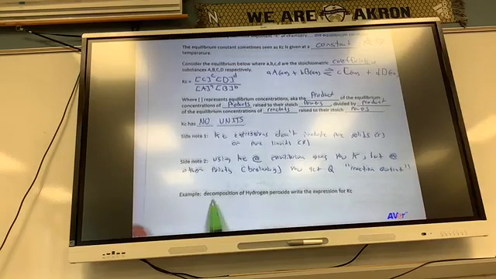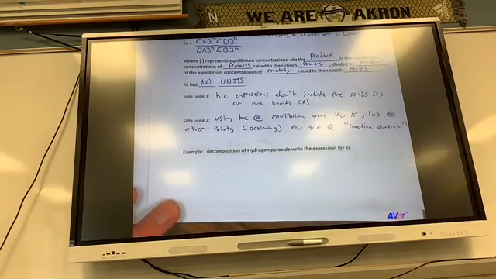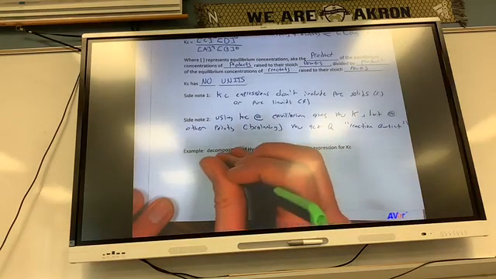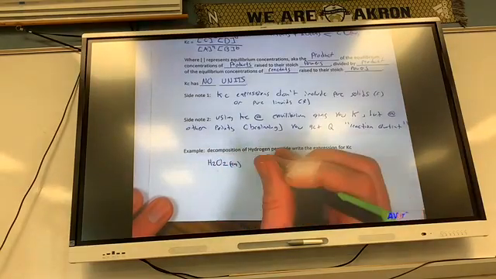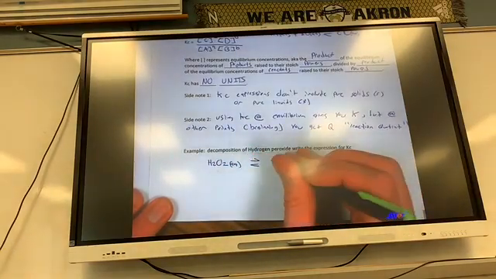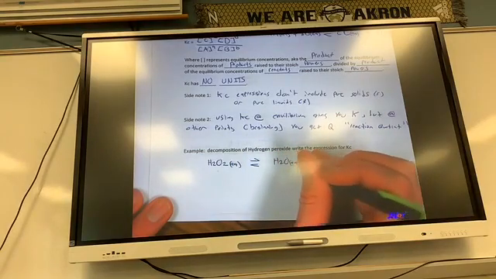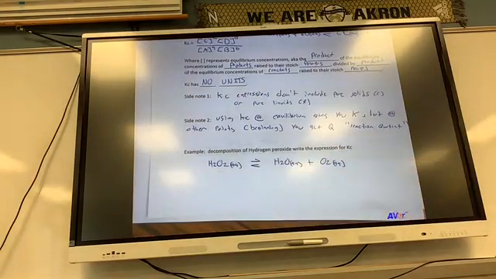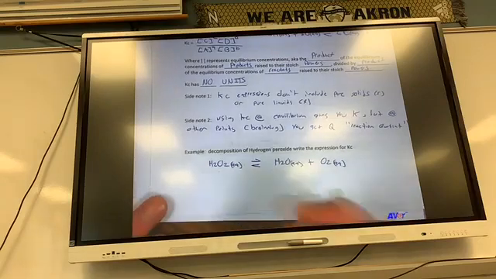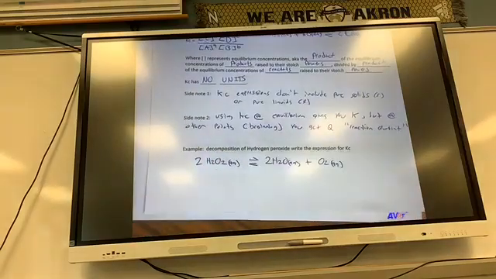So an example: decomposition of hydrogen peroxide, write the expression for Kc. Do you guys remember doing this freshman year and also in CP Chem? H2O2 (aq) breaks up into H2O (aq) plus O2 (aq). Remember how we put the hydrogen peroxide in? We put yeast. We lit the stick on fire. We blew it out. We put it down in, and then it relit because of the oxygen gas. You guys remember that? Okay. Is this balanced?